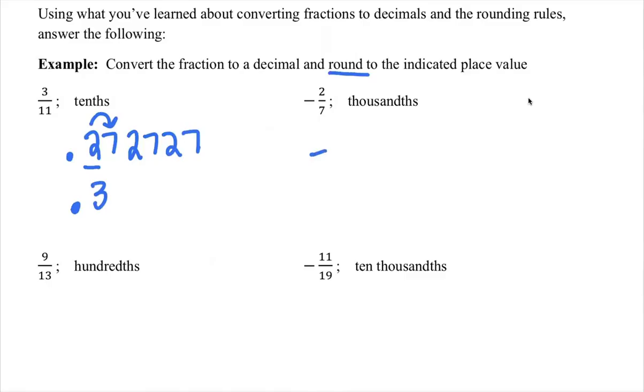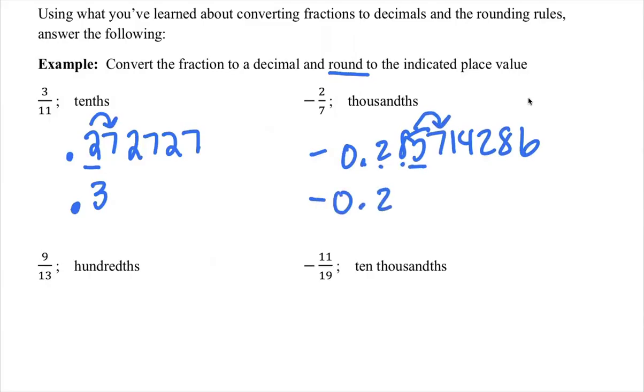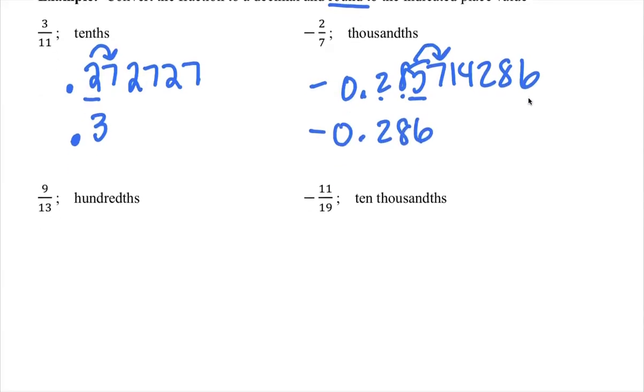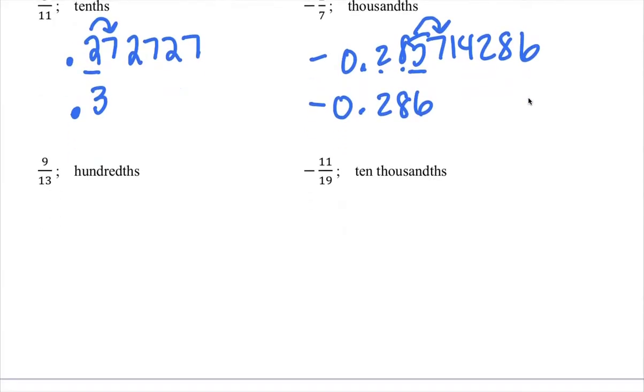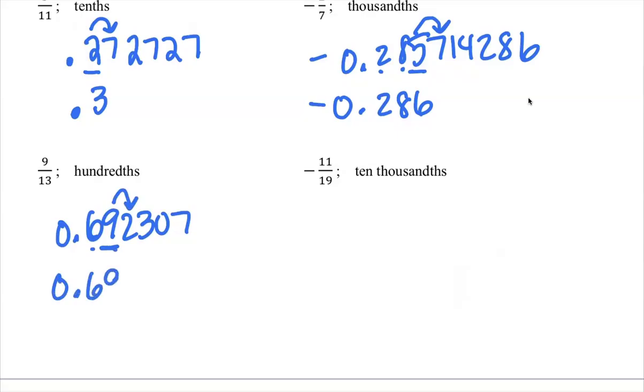2 divided by 7 is 0.285714 and so on, so this one just goes on and on. If we're rounding to the thousandths, here's the tenths, hundredths, thousandths. If I look to the digit to the right, that would round up to 6. 9/13 is 0.692307 and so on. Here's the tenths, hundredths place. If I look to the digit to the right, it's not 5 or bigger, so the 9 just stays 9.